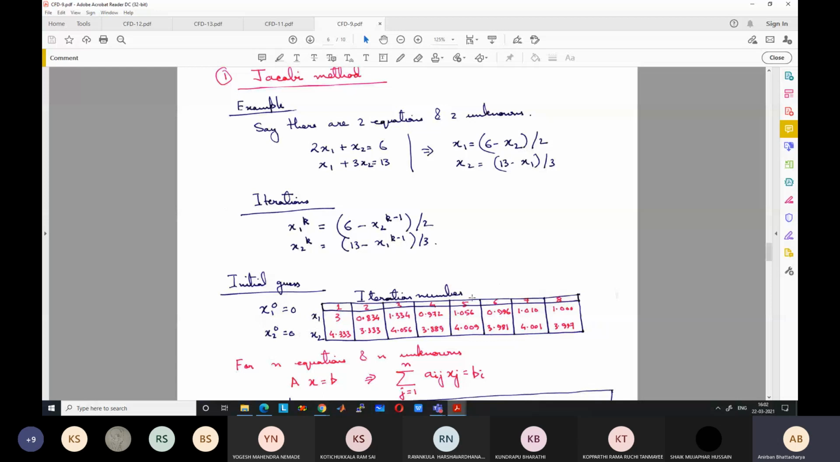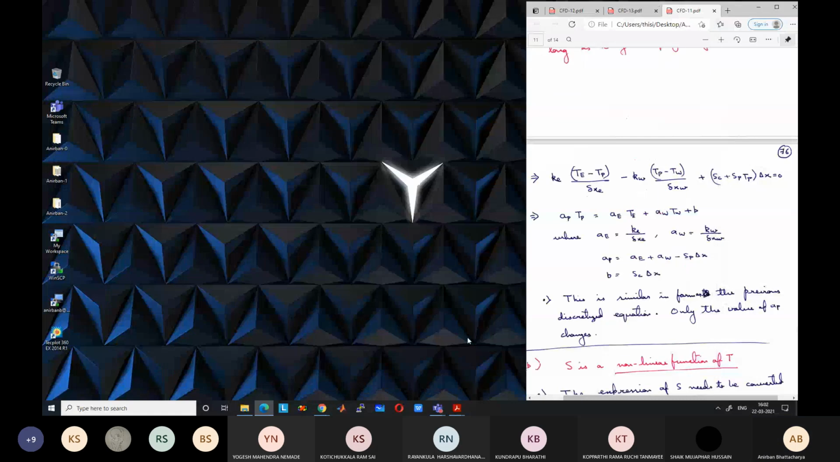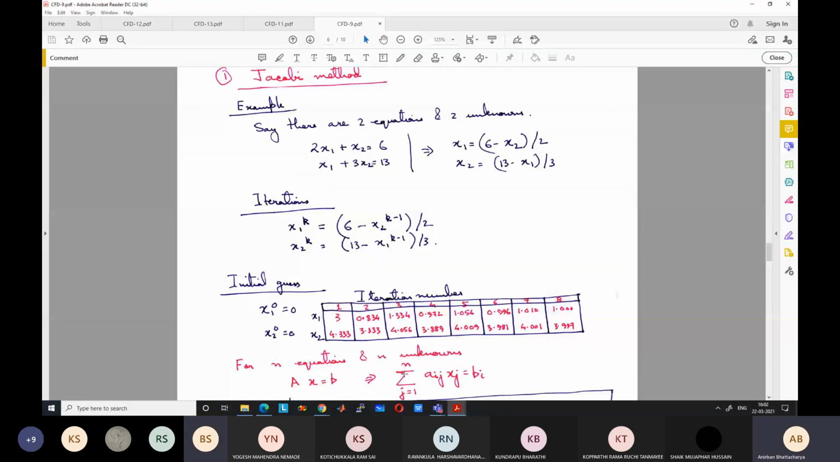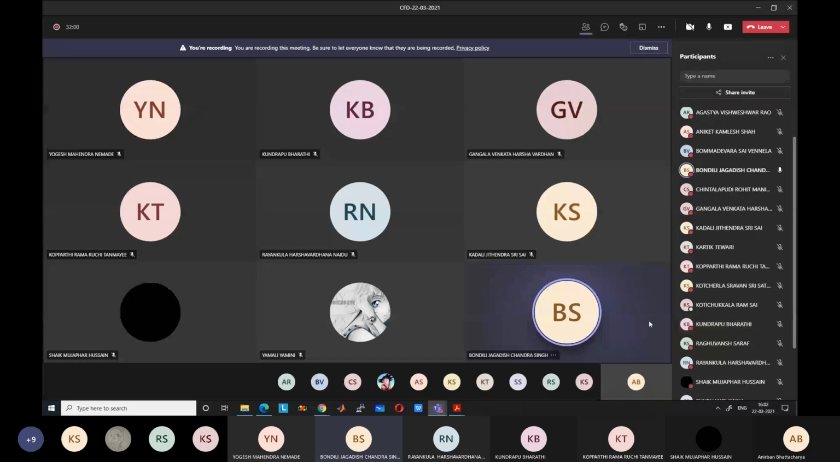So how will you decide at what point to stop? Because you don't know the correct solution. In this case, we are lucky to know the correct solution. In the actual CFD problem, you don't know the correct solution. So how will you decide where to stop? After how many iterations to stop? The difference between previous and attained value should be less.